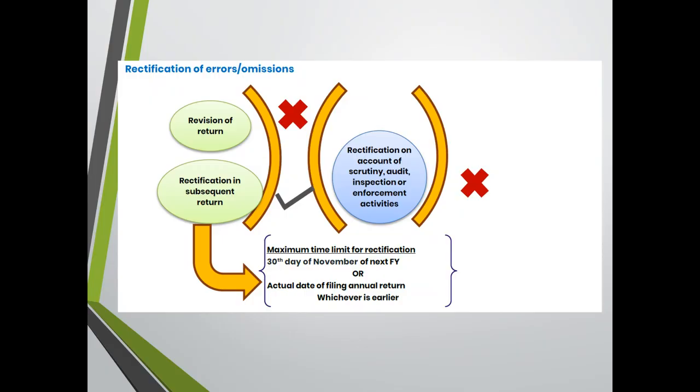So by the 30th day of November of next year, or actual filing of annual return, whichever comes earlier, within this period you would be required to revise the return and rectify that mistake. So now kindly type these 3 points along with the due date. Everyone, please. Revision of return not possible. Hope you are all understanding the concept that I am trying to deliver.